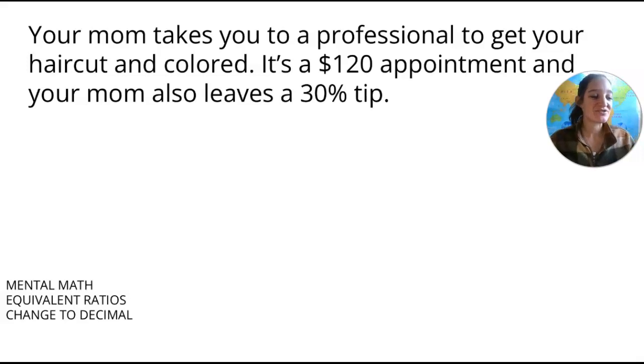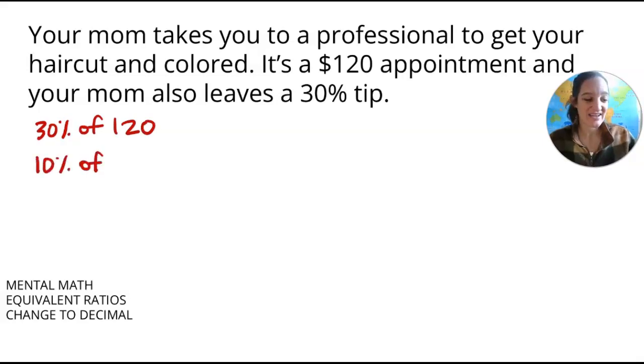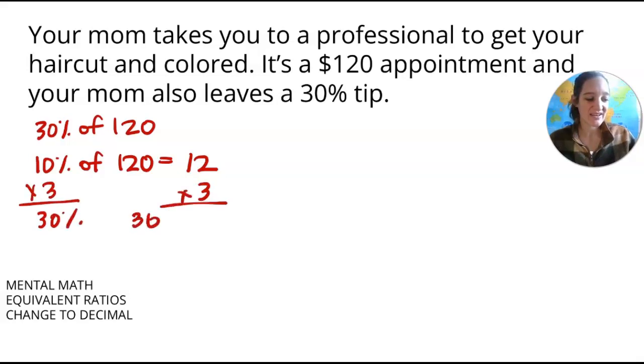Your mom takes you to a professional to get your hair cut and colored. It's a $120 appointment, and your mom also leaves a 30% tip. Hairdressers are often one of those places where you leave an additional tip, right? So the mental math way, how do I figure out 30% of 120? Well, I know that 10% of 120 would be $12, right? But if I want 30%, well, then I'll just times that by 3 and get $36.